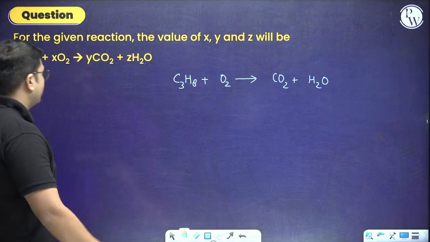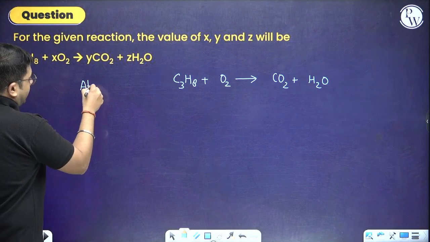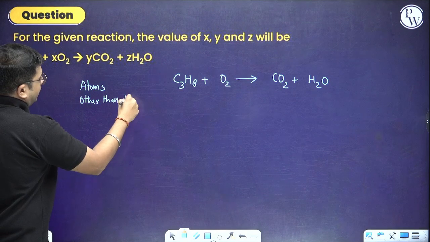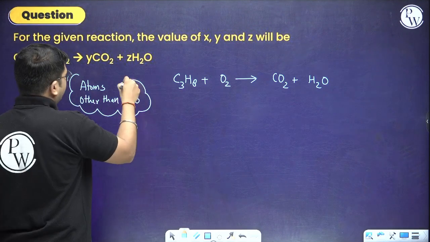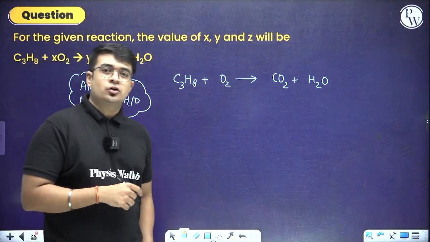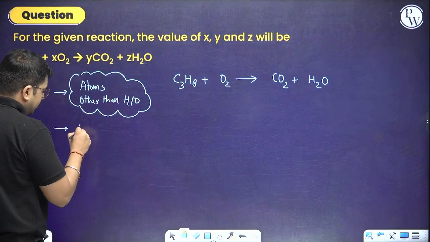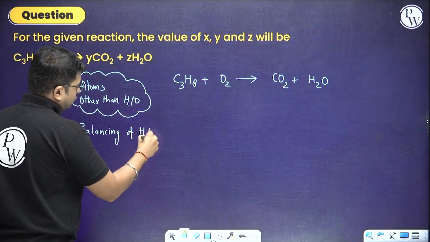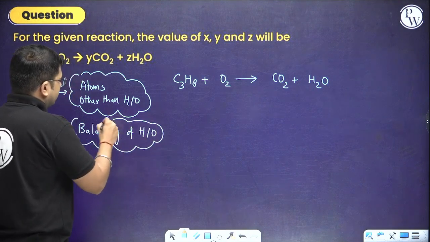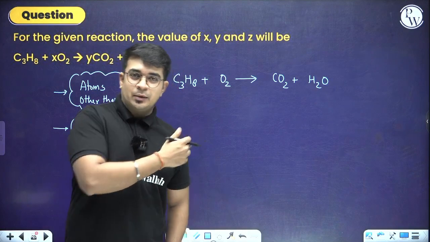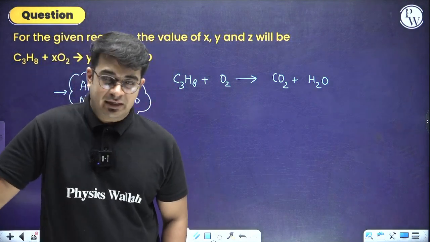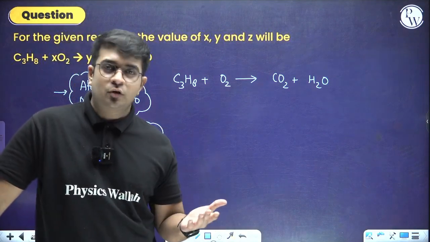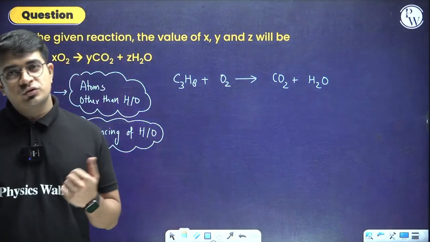So first of all, remember what we have to do. We have to balance atoms other than hydrogen and oxygen first. Then you can pick the balancing of hydrogen or oxygen depending upon the situation, and this is the hit and trial method, because in the balancing of simple chemical reactions there is no specific law. But in the case of redox reactions, we have certain methods, the ion electron method as well as the oxidation number method, but in this case you have to use the hit and trial method.